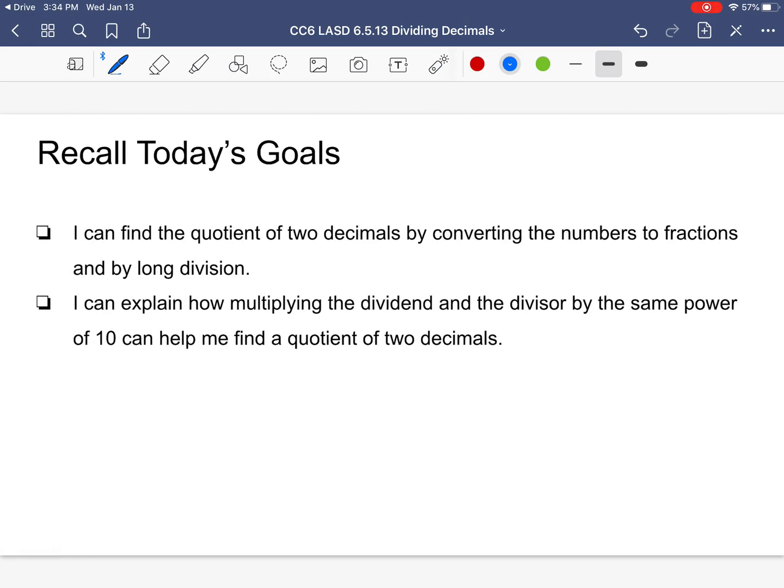So today you saw how to find the quotient of two decimals by converting the numbers to fractions and by long division, and you saw how to multiply the dividend and divisor by the same power of 10 to help you calculate the quotient of two decimals. And that's the end of today.